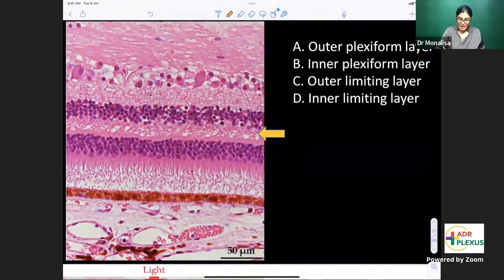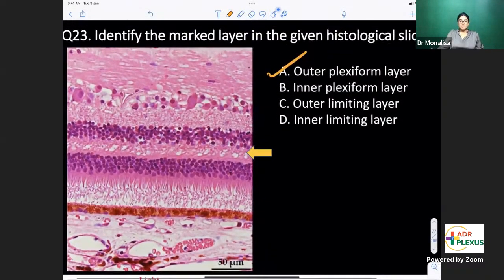Which layer is that? The correct answer is the outer plexiform layer.